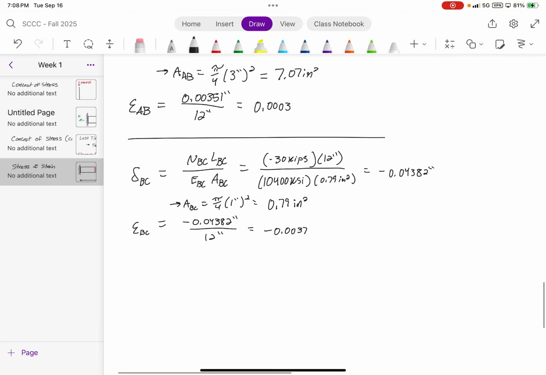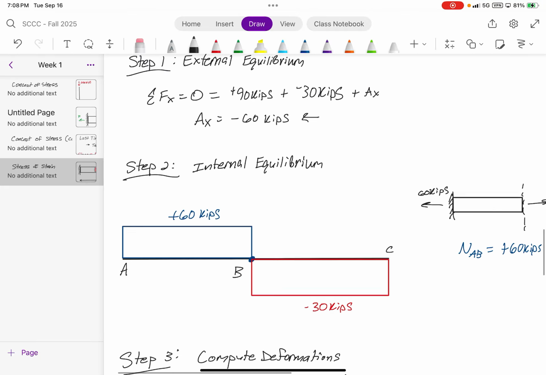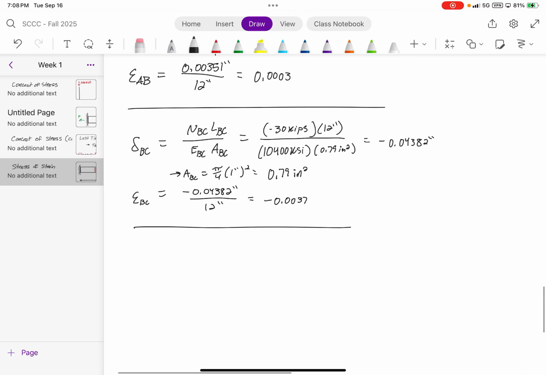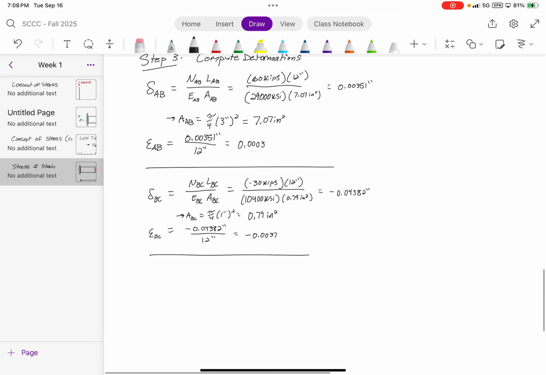All right. And then lastly, we were asked to determine the change in position of C. What do you guys think the change in position of C is?